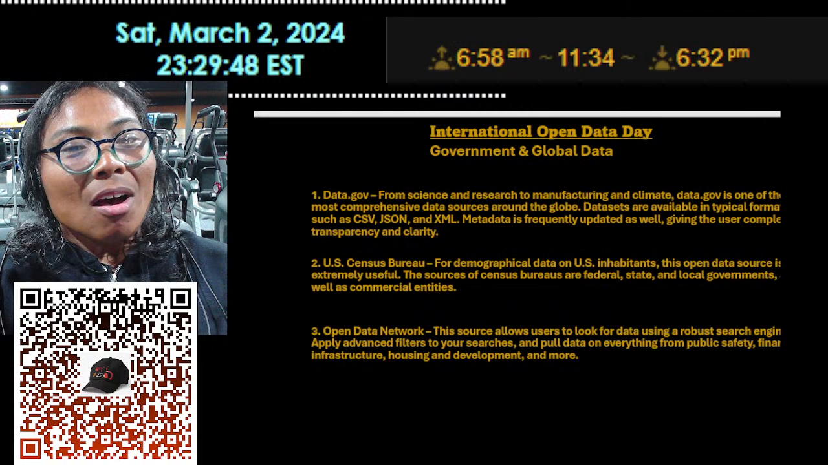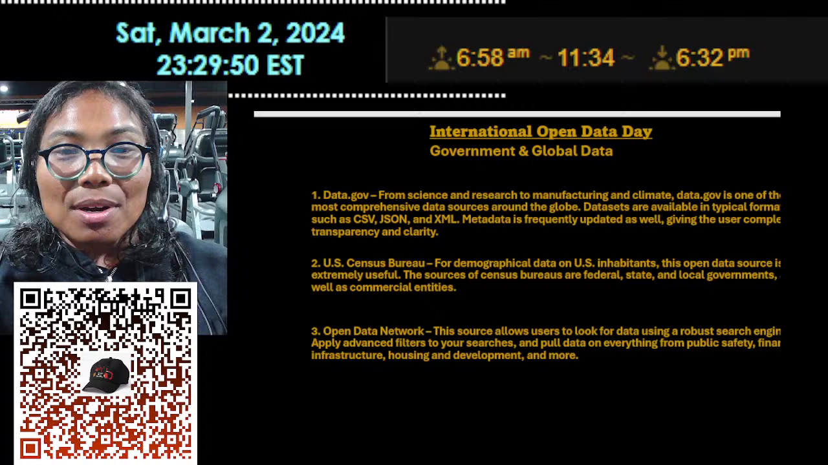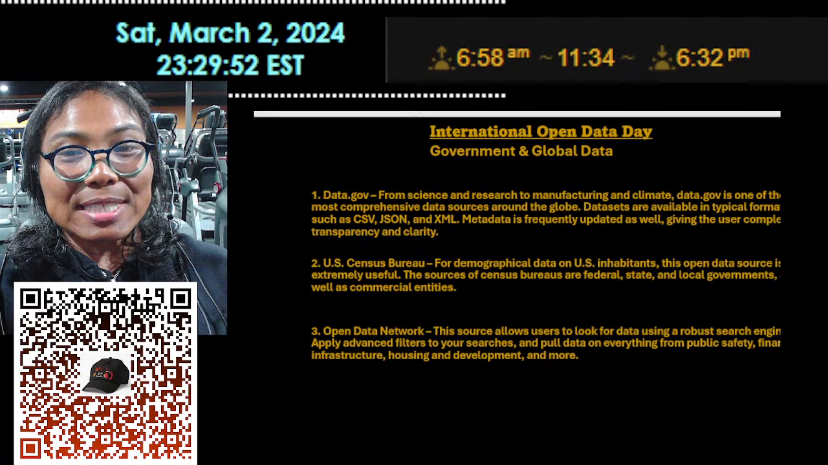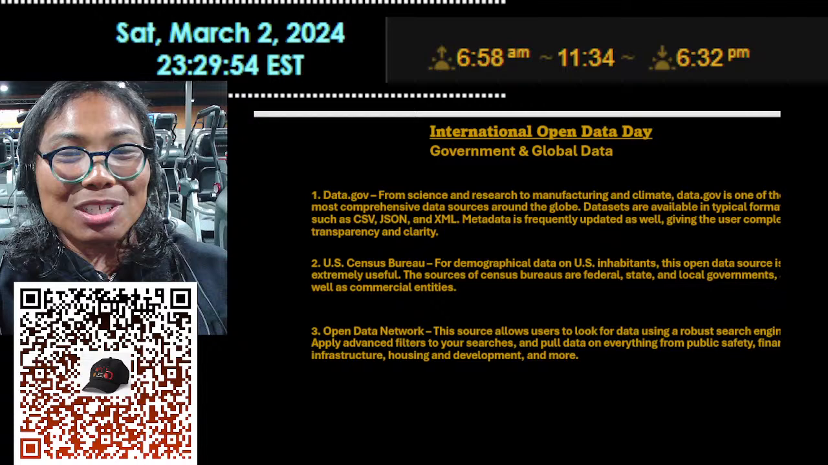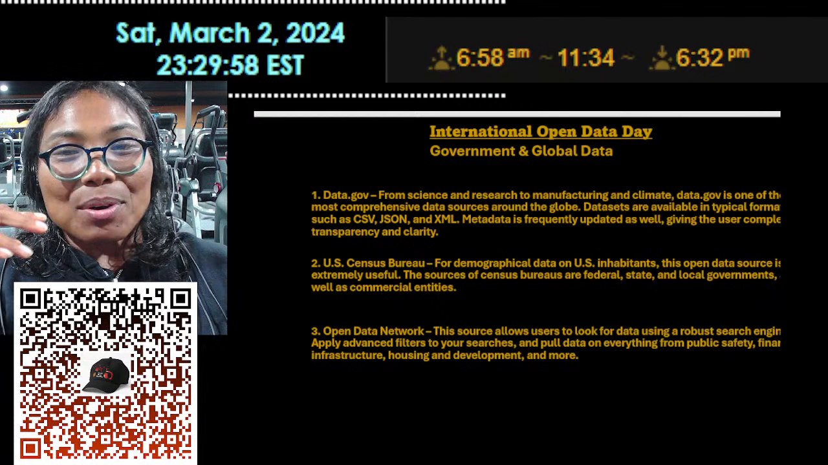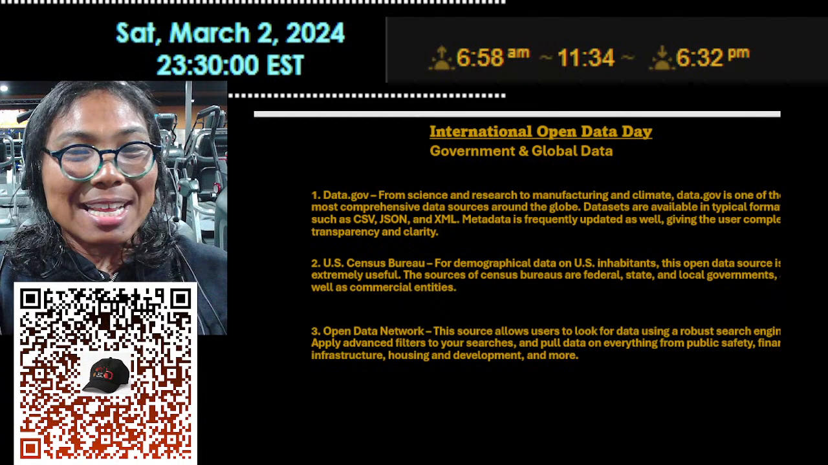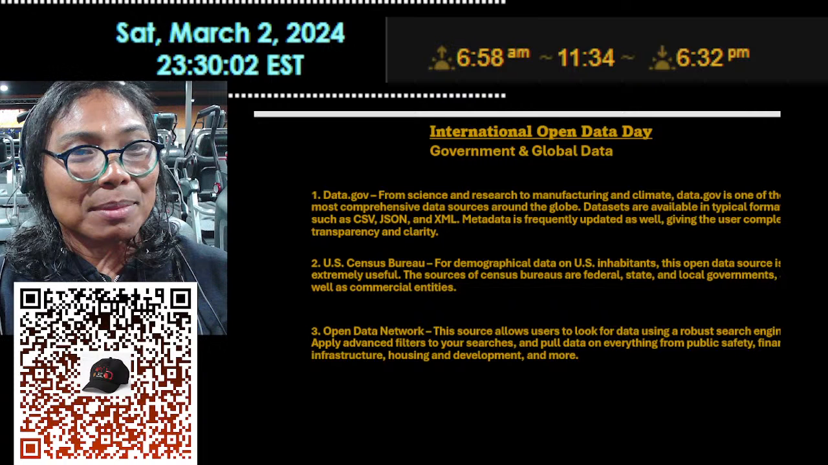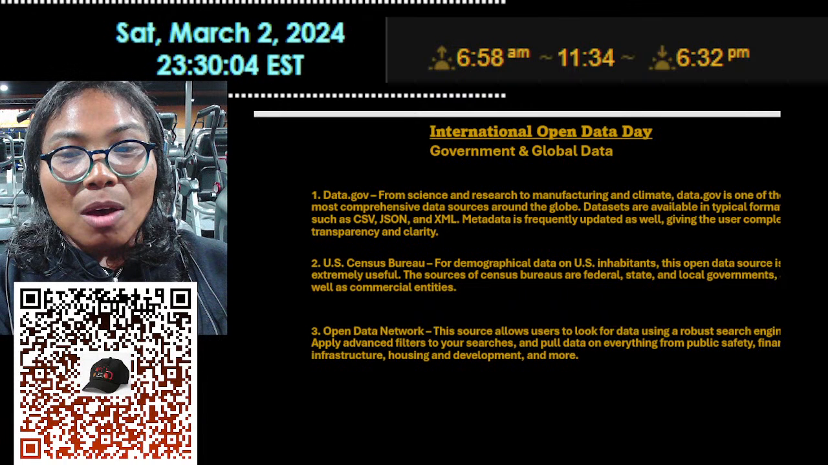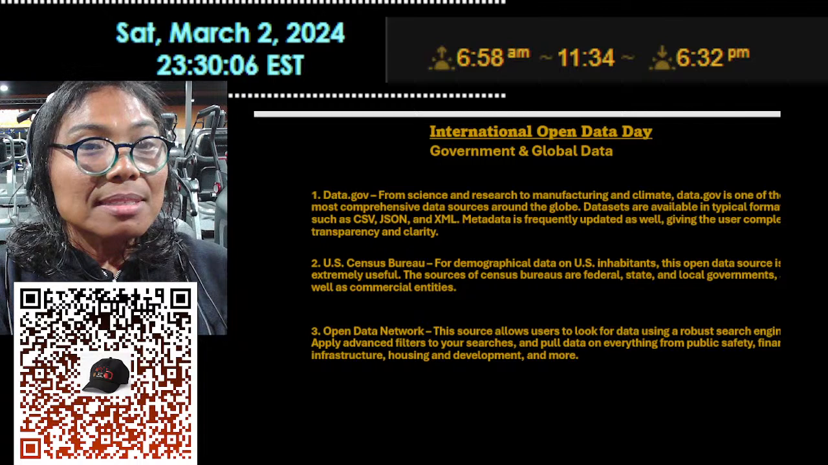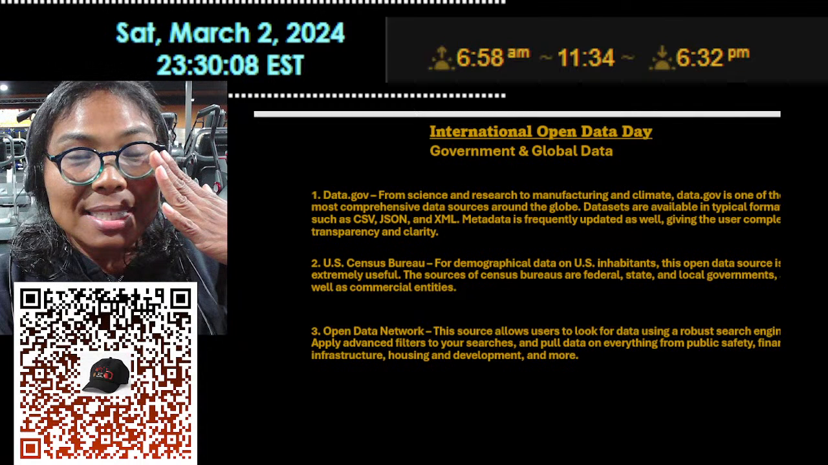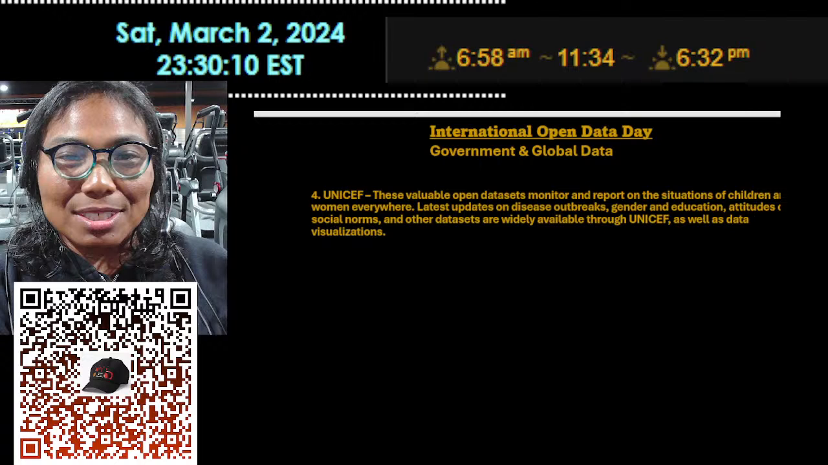Also, we have the Open Data Network. This source allows users to look for data using a robust search engine. You can apply advanced filters to your searches and pull data on everything from public safety, financial infrastructure, housing and development, and so much more. When I get a chance, we'll go back and look at some of the ones that are of particular interest, and we'll look at them together.